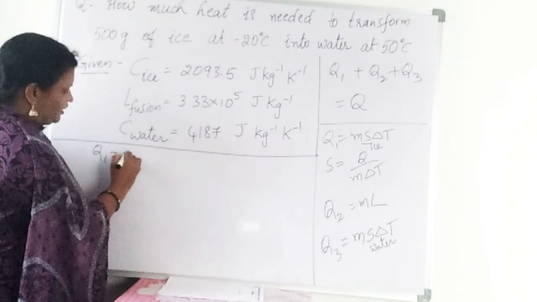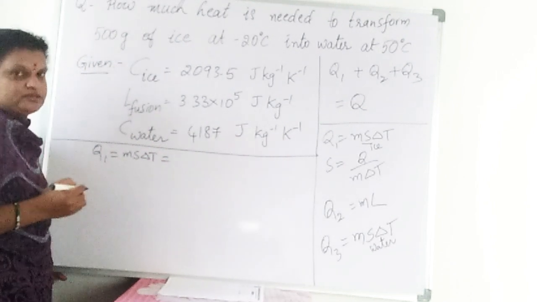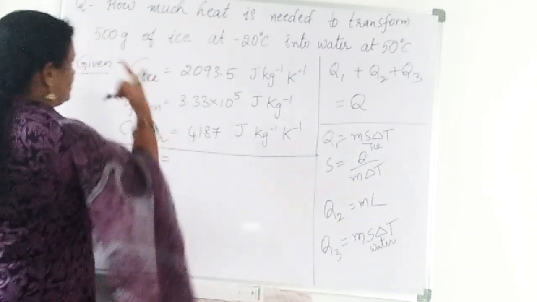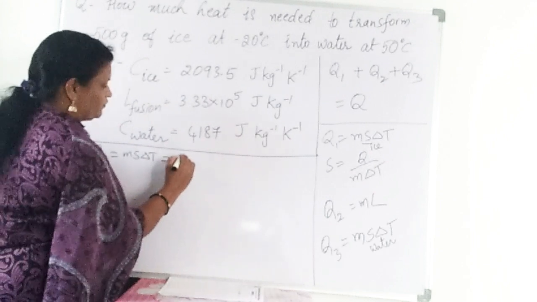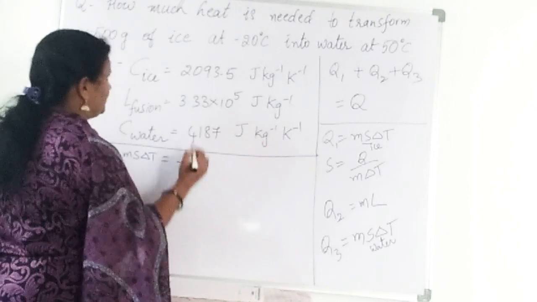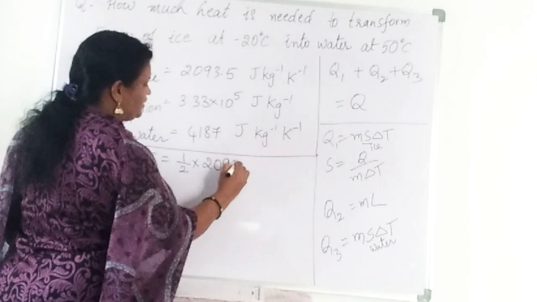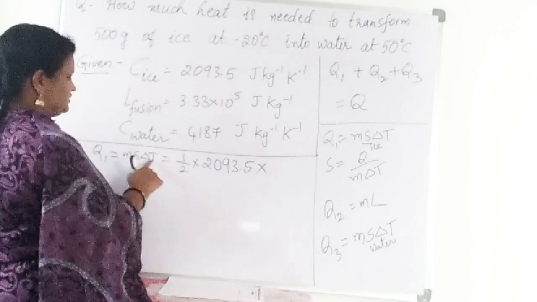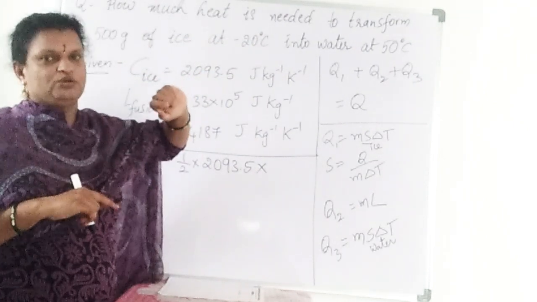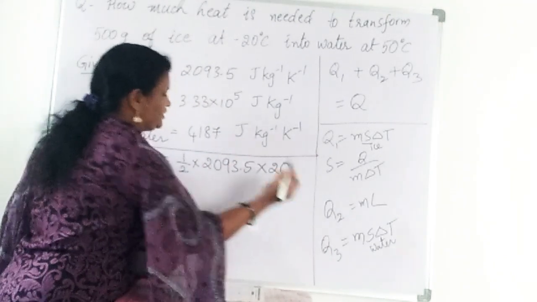So first let us calculate Q1. Q1 is equal to m into S into delta T. What is the mass? 500 grams. Here we have to calculate everything in only one unit. I am taking the MKS or SI system, so this becomes 0.5 or 1 by 2, whichever is easy for your calculation. So 1 by 2 into S value of ice, that is 2093.5, into delta T. From minus 20 it has to increase up to 0, so 0 minus minus 20 becomes 20, right?